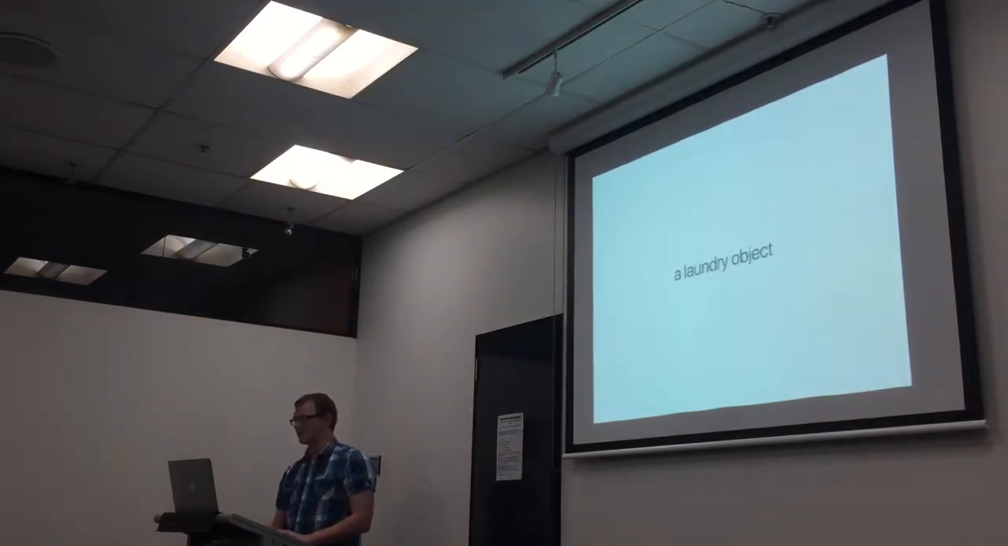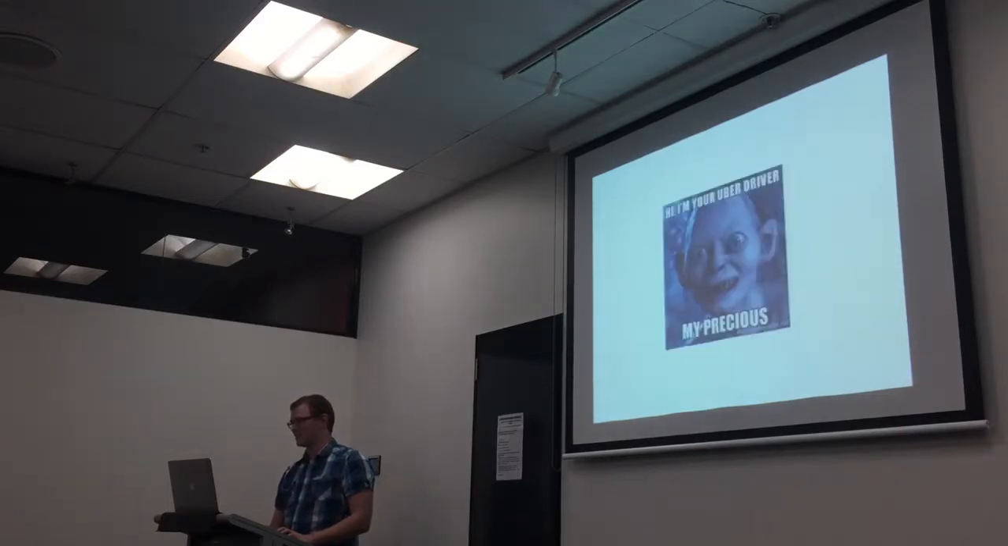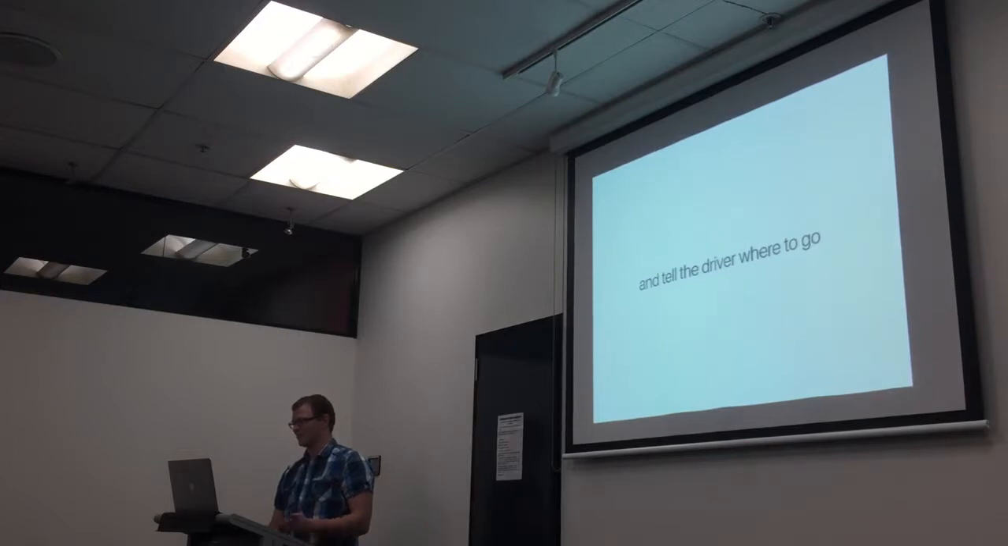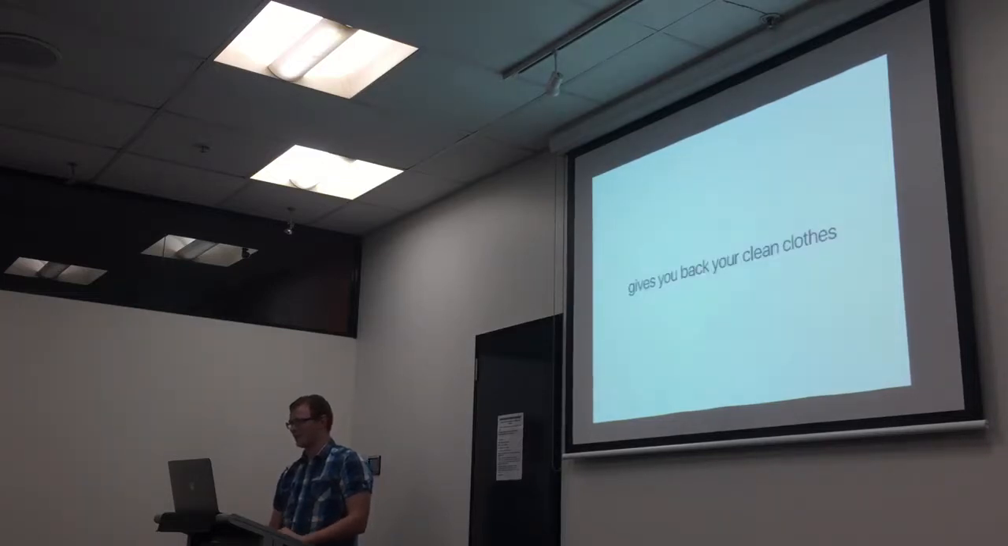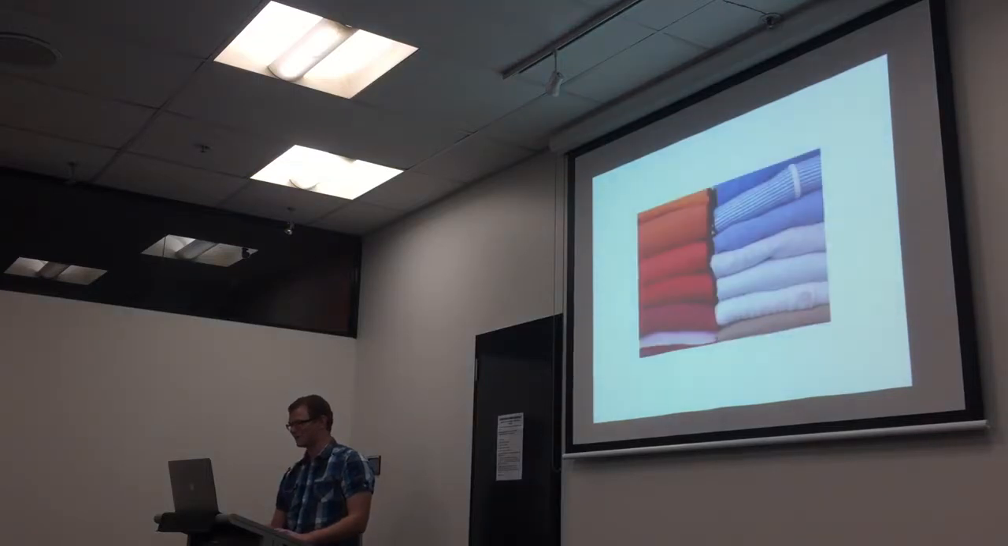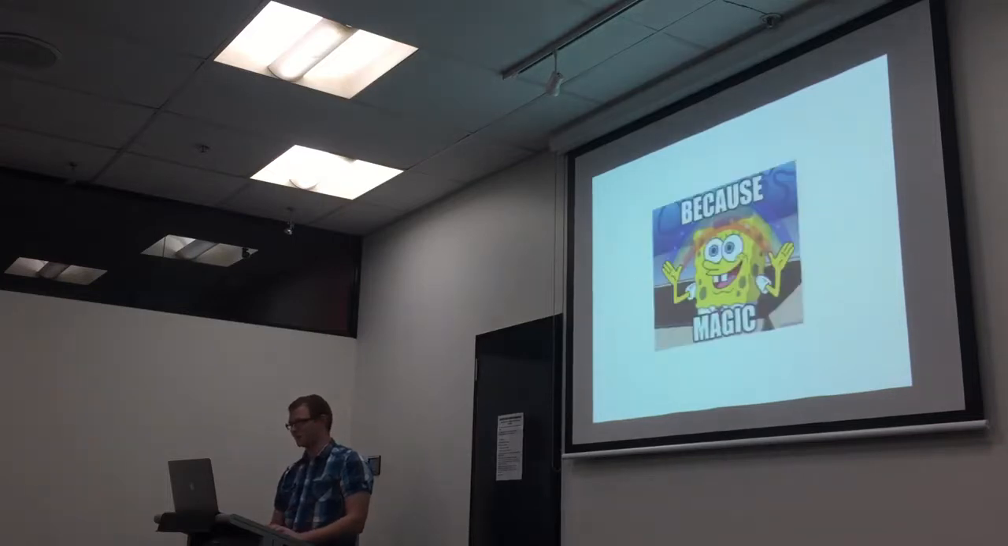Alright, imagine we have another object, a laundry object. You can give it your dirty clothes. You can send it a message that says, can you get my clothes laundered? The laundry object knows things like the best laundry in Australia. It speaks English. It has cash. Knows how to hail an Uber. Knows how to tell the driver where to go. Gets your clothes cleaned. Jumps back in an Uber. Tells the Uber driver where to go again. And you get your clothes back nice and clean. All while you have no idea how the laundry object actually did those things. Because magic.